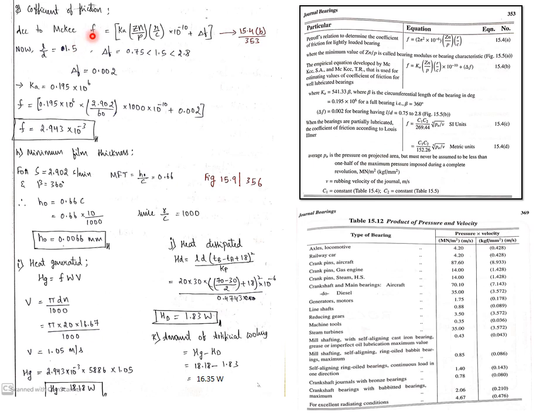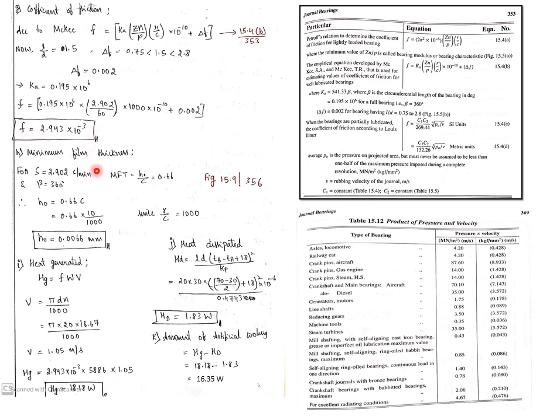Next one is coefficient of friction. Using Mckee's equation, delta F is 0.002 because L by D lies in between these two values. Similarly, Ka is 0.195 into 10 raised to 6 for a full bearing, that is beta equal to 360. If you substitute back in Mckee's equation, you find the value of coefficient of friction.